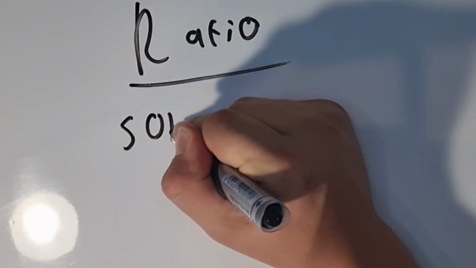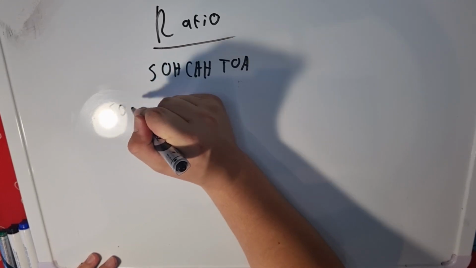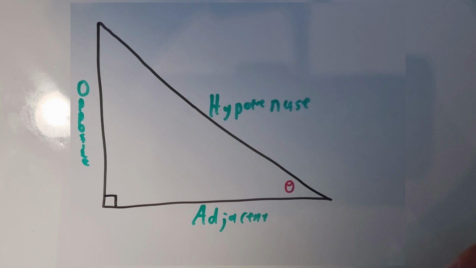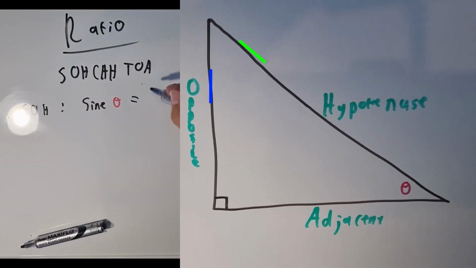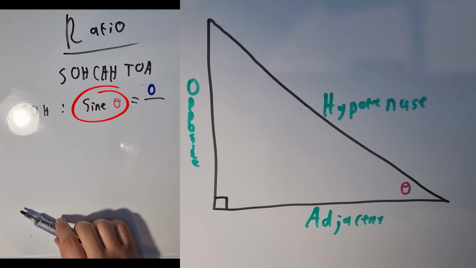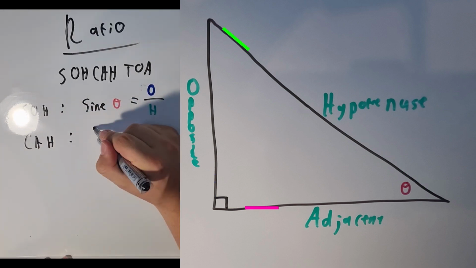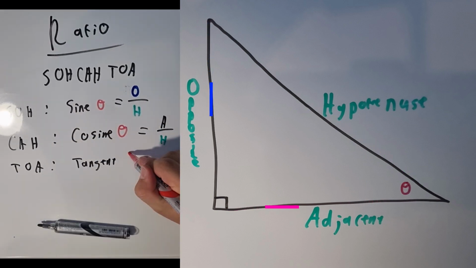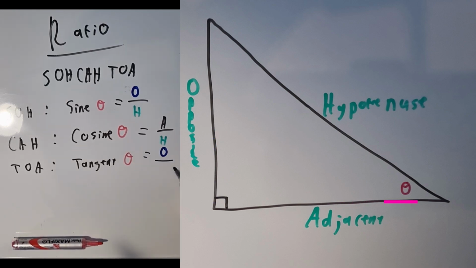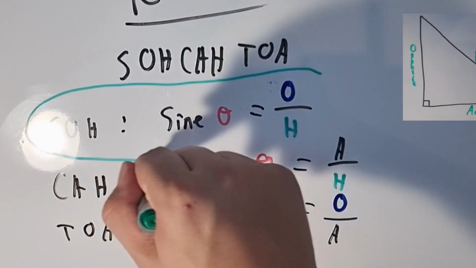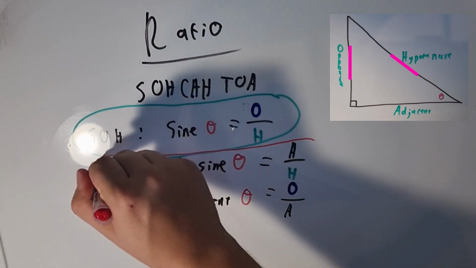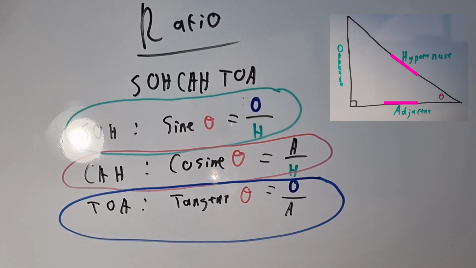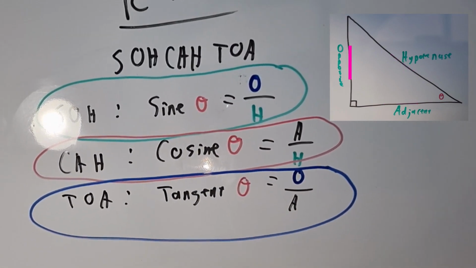This is where the SOHCAHTOA rhyme comes in. And now it'll actually make sense. It's simple. Look at the 2 sides involved in your question. If you're using the opposite and the hypotenuse, you use sine. If you're using the adjacent and the hypotenuse, you use cosine. And if you are using the opposite and the adjacent, you use tangent. So it's SOH, sine equals opposite over hypotenuse. CAH, cosine equals adjacent over hypotenuse. And TOA, tangent equals opposite over adjacent.